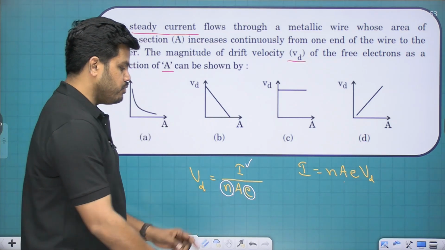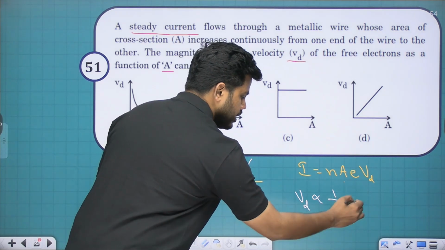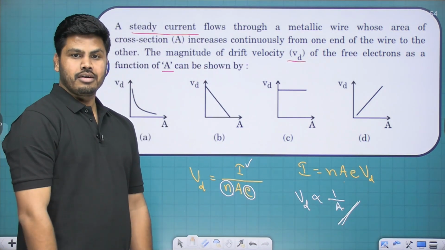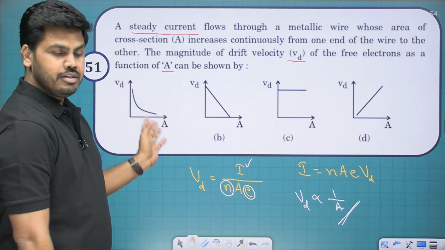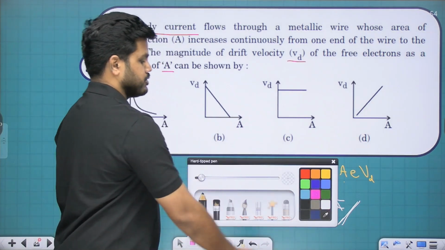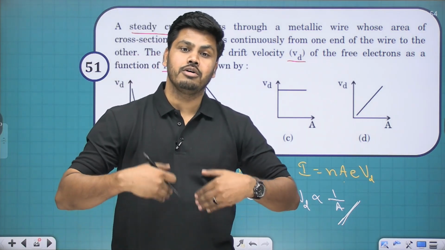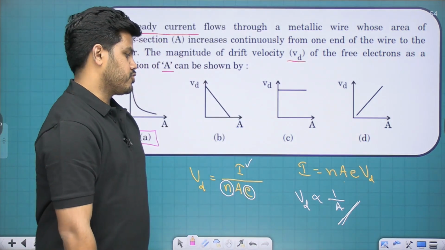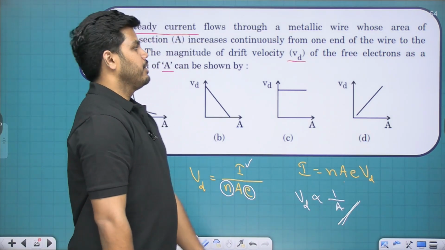So what is the relation between VD and A? VD is inversely proportional to what? Area of cross section of the wire. Yes, so this is the relation. Then it is easy to find out the relation, right? I mean the graph, the graphical representation, which is option A. Because VD is inversely proportional to area of cross section. So we got it from the current drift velocity relation only.